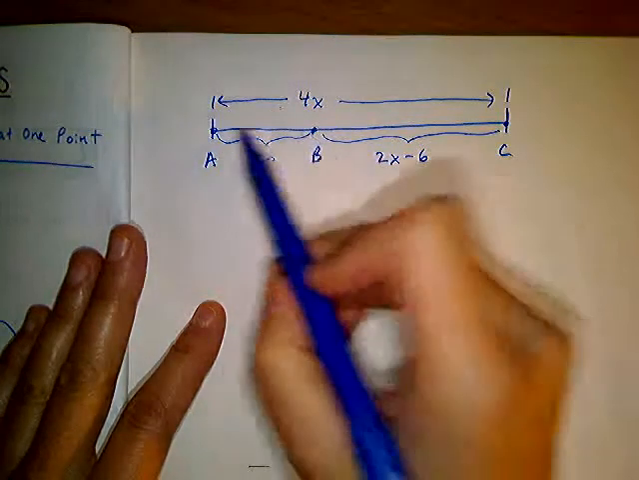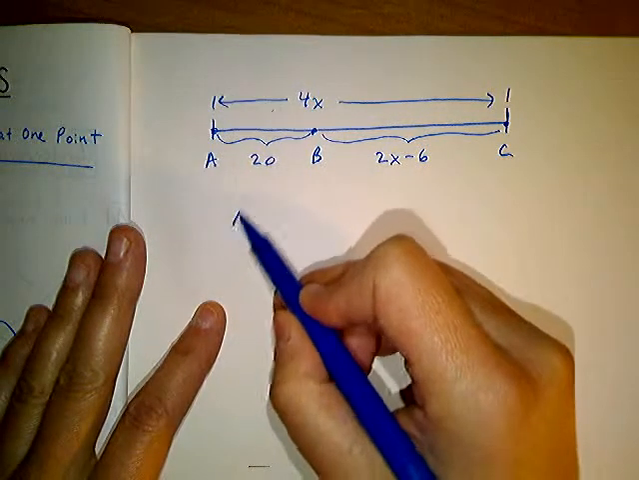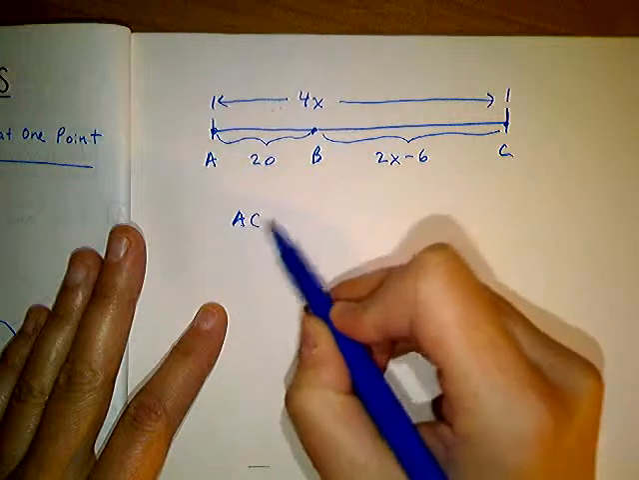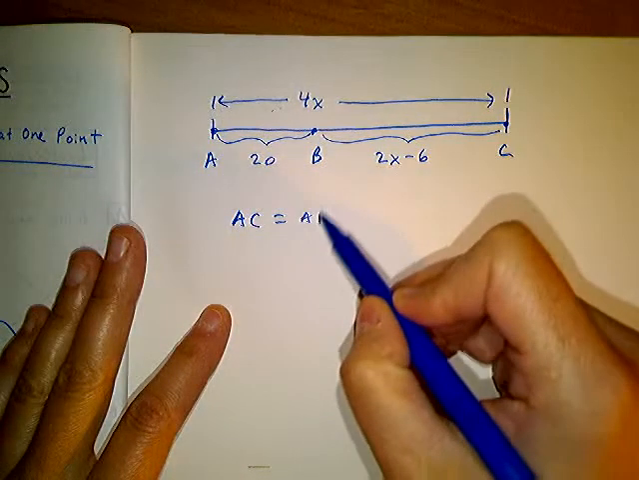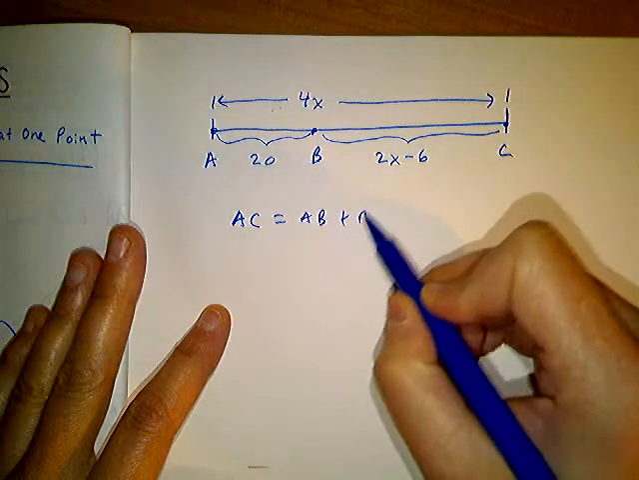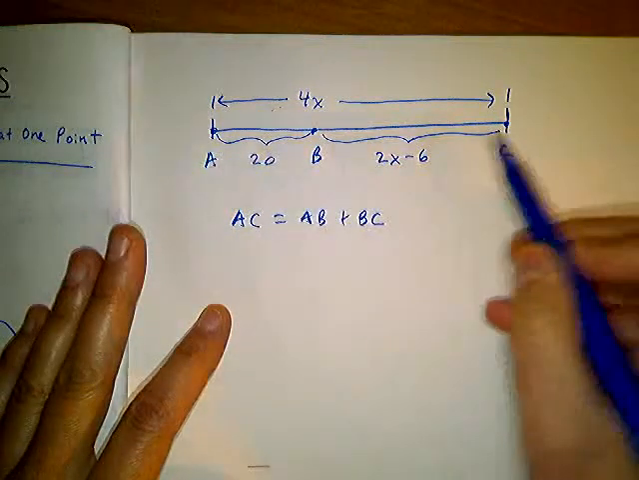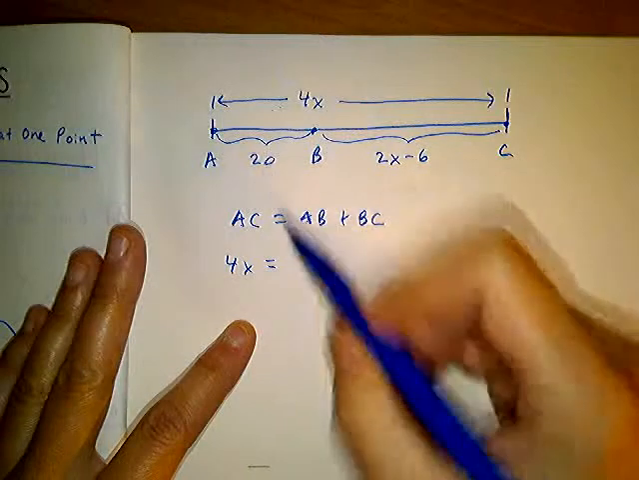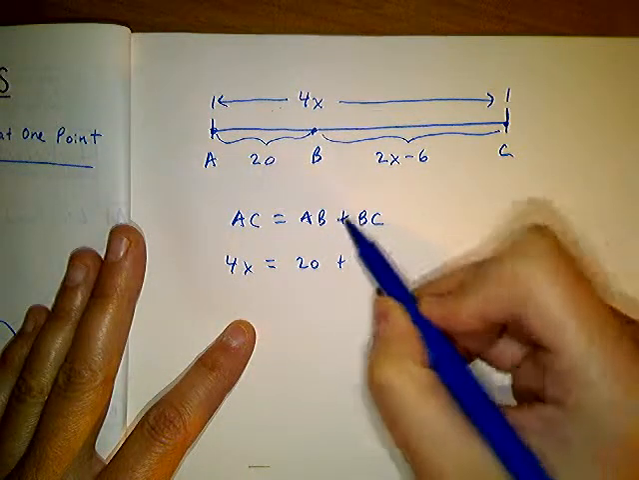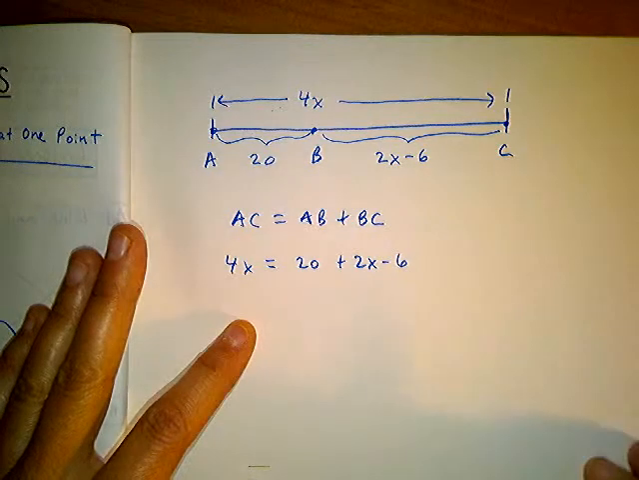So what I know is that the full length right here, 4x, from A all the way to B, or excuse me, A to C, can also be written as just the sum of the two pieces, AB plus BC. So, using their names that they've been given in the diagram, the full length, 4x, is the same as adding the two pieces together, 20 plus 2x minus 6.